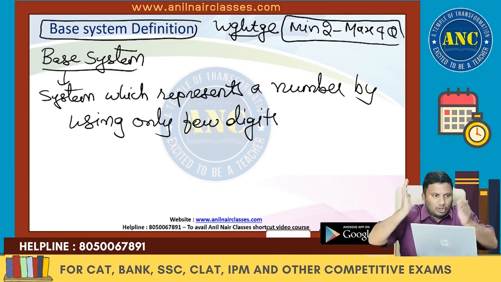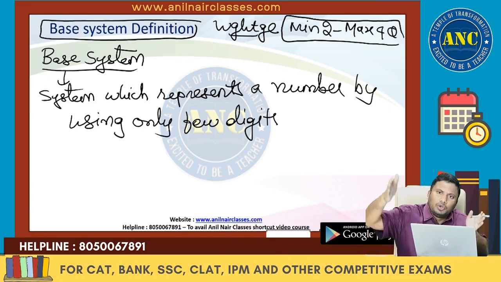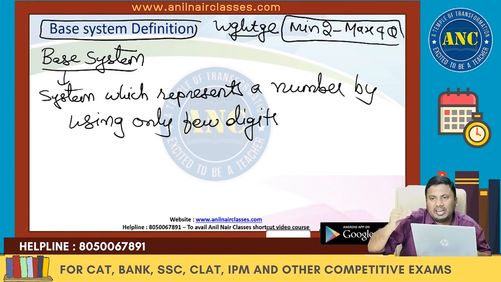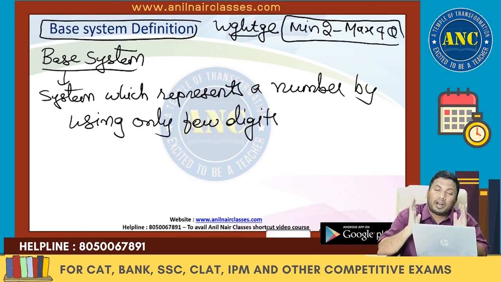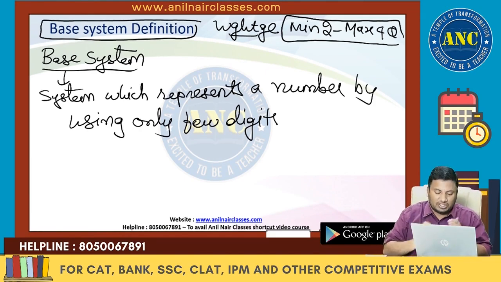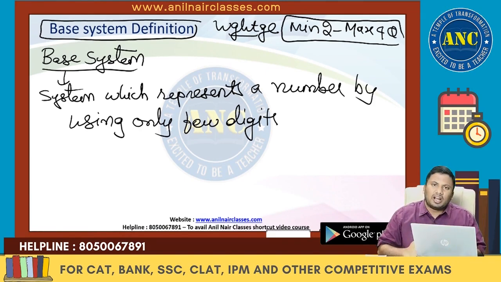That base says use only these digits. Use only from this digit to this digit. Do not use any digit beyond this digit. If you are putting a restriction on a particular set of digits, then that system is called a base system.